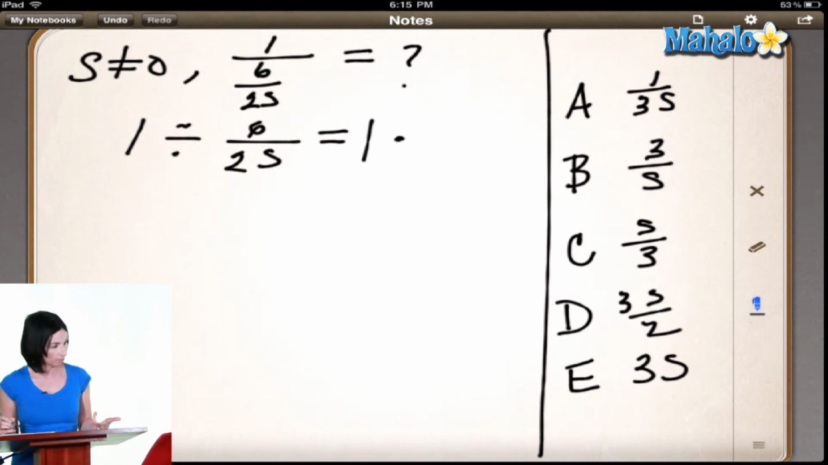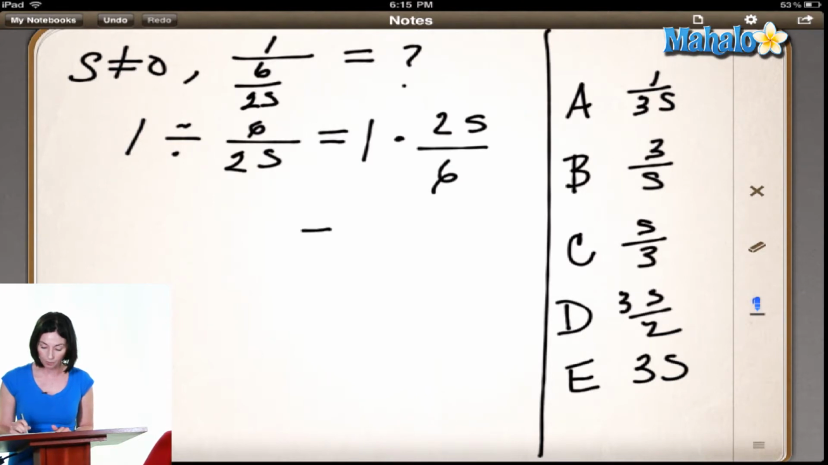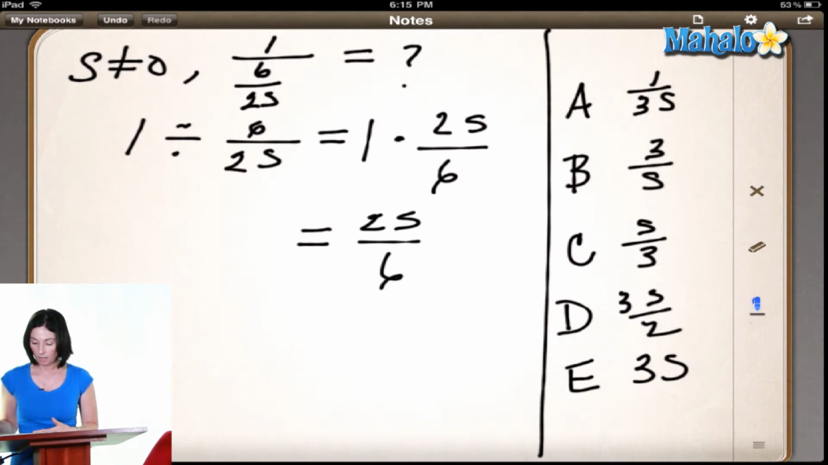Flip it upside down. 2s over 6. So what's 1 times 2s over 6? It's 2s over 6. Now, is that one of our answers? No. Why do you think that might be? Do you think we're wrong, or do you think there's something else we need to do? There's something else we need to do. What do you think we need to do? Reduce. Always reduce as much as possible. Okay, so how can we reduce 2s over 6?